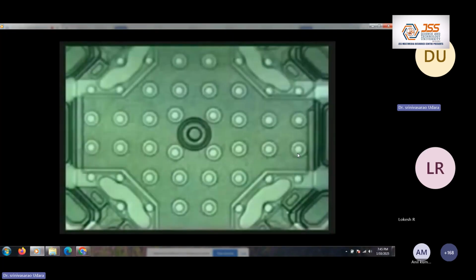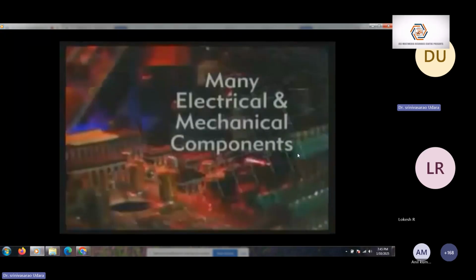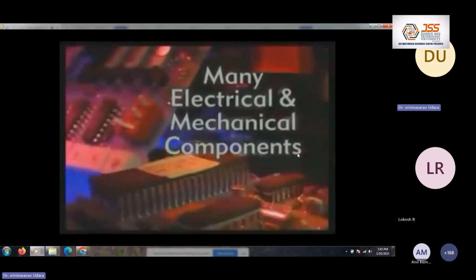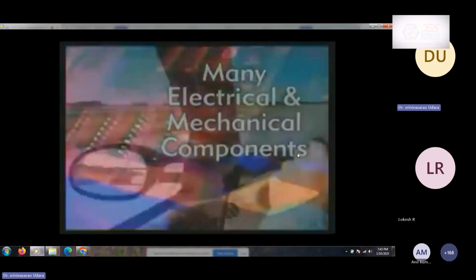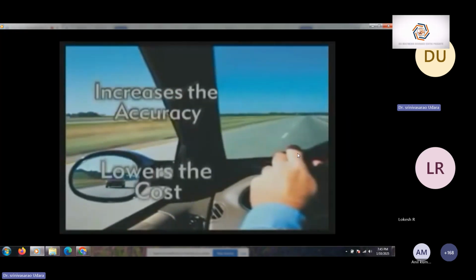MEMS technology allows crash sensors to be built from one or two simple chips. Earlier systems needed many electrical and mechanical components located throughout an automobile for measuring the same data. Reducing the number of components increases the accuracy and lowers the cost of these systems.